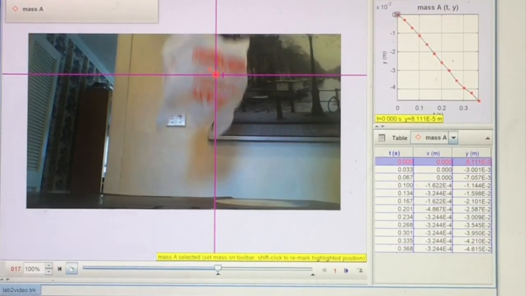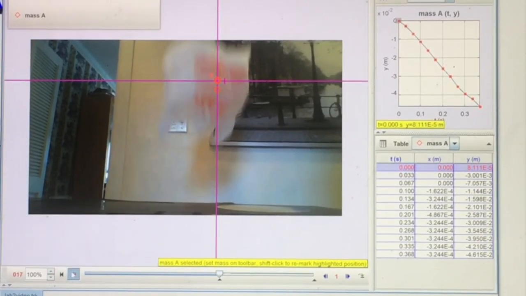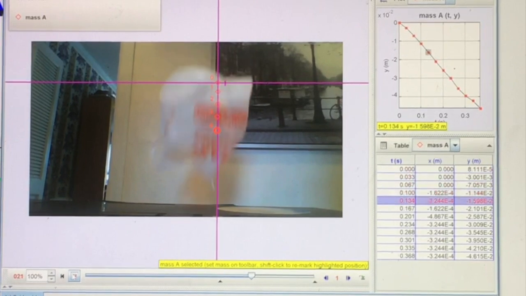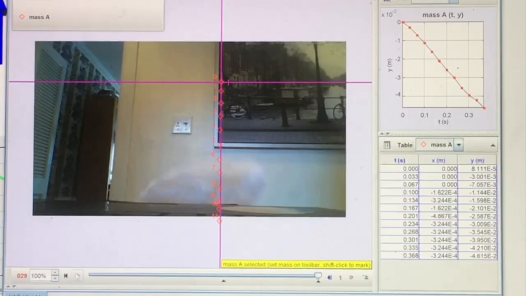First, students recorded and analyzed a video of an object falling. In this case, a plastic bag was used. By observing and plotting the bag falling down the y-axis, students could see how quickly the bag was falling.